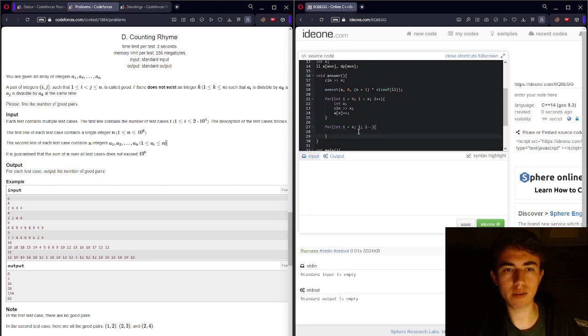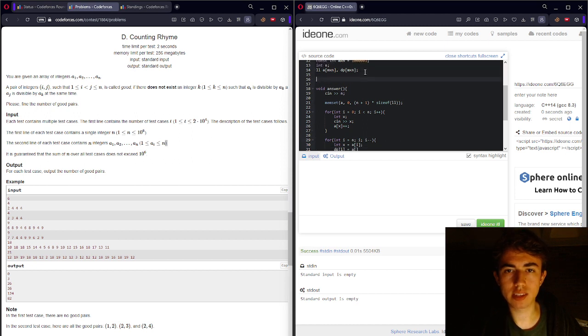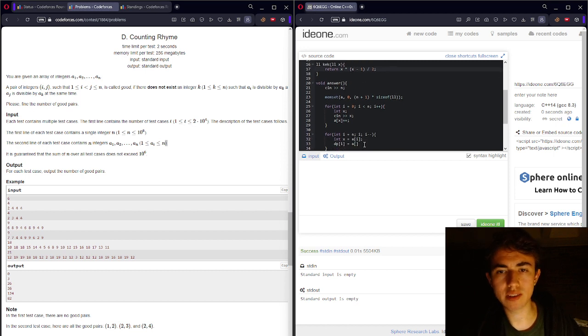And then we need to iterate over. Okay, so dp of I. Let's do this. Return x times x minus 1. Alright, so there's the pairs of the same value, right?